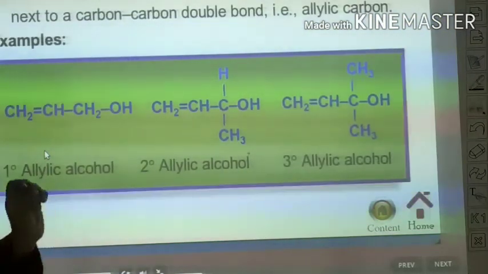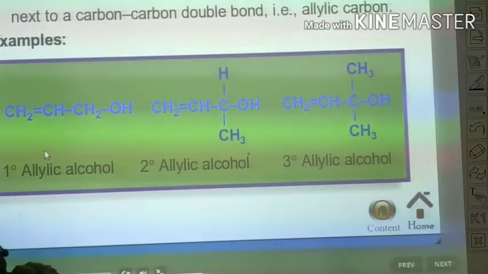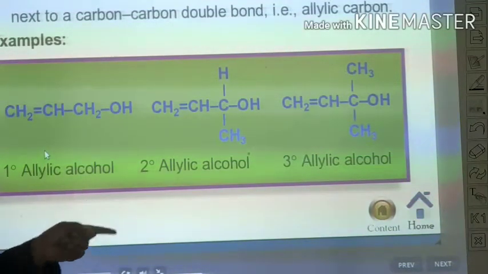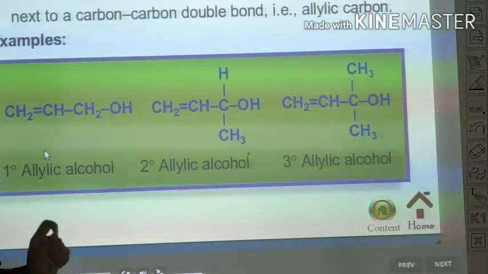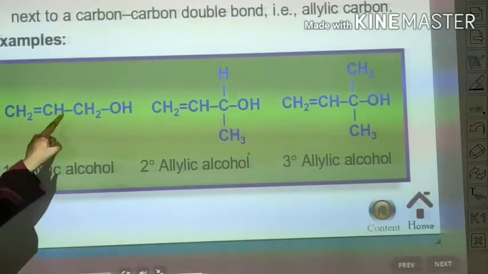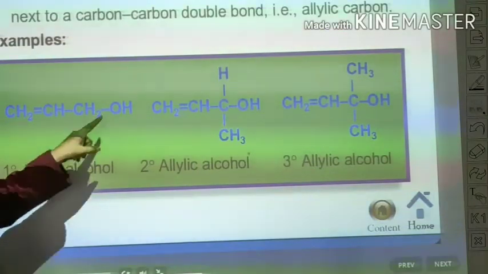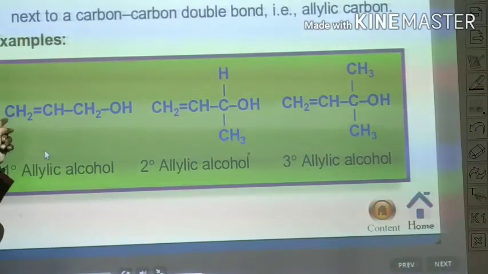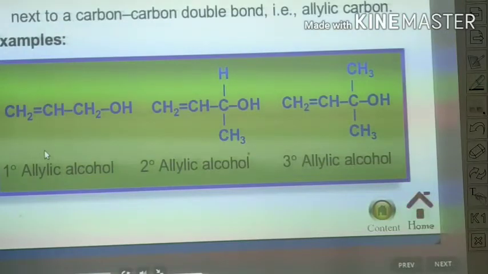Now, allylic alcohol. Now, what is allylic alcohol? If the alcohol group is attached with the carbon atom adjacent to a double bonded carbon, then it is called allylic alcohol. So, look at here. This is a double bonded carbon and this carbon is adjacent to the double bonded carbon. So, if the alcohol is attached with the adjacent carbon of a double bonded carbon, then it is called allylic alcohol.